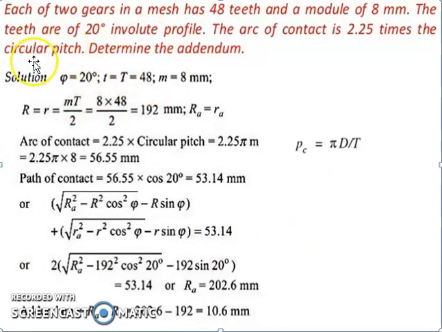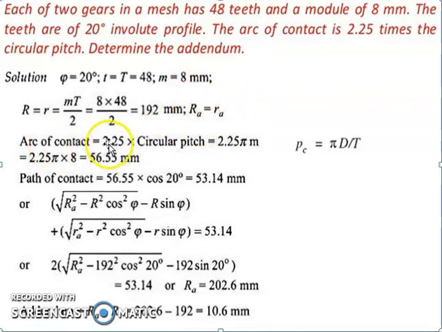Now write the given data. Phi is equal to 20 degrees, capital T is equal to small t is equal to 48, and m is equal to 8 mm. Now calculate the radius of the pinion, capital R and small r. Both are the same, so you can go with mT by 2 or with m small t by 2. I will go with capital mT by 2. It is 8 into 48 divided by 2, that is 192. Because each of two gears means both gears are the same, capital R is equal to small r.